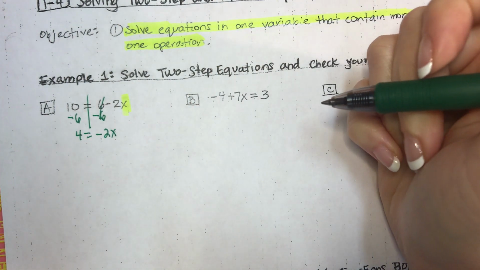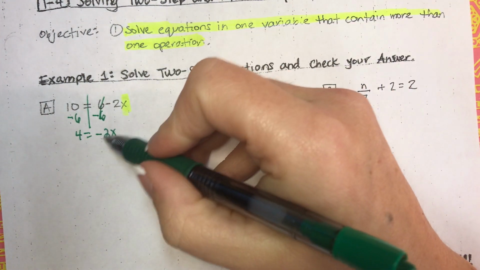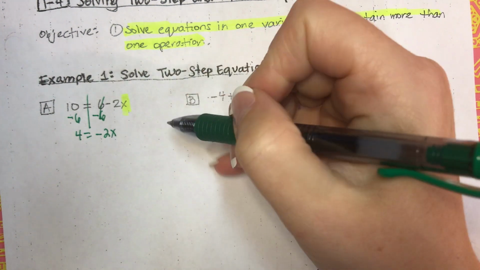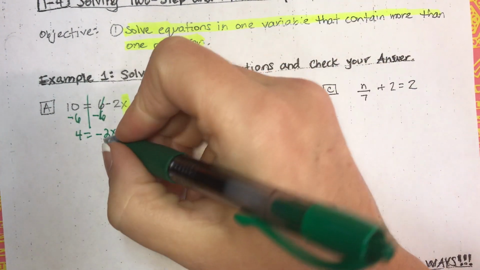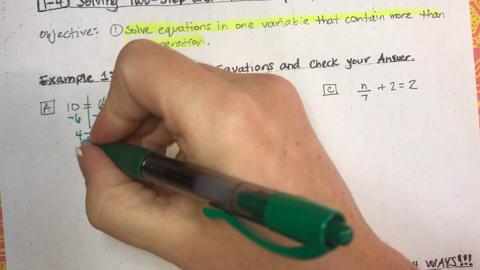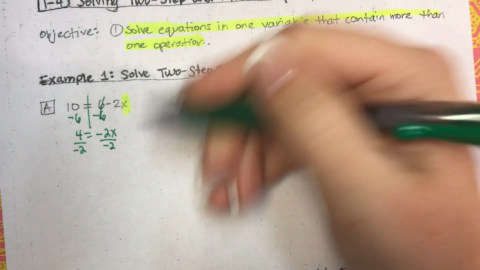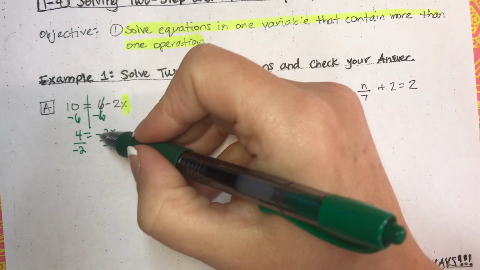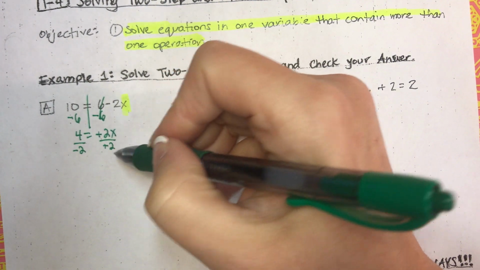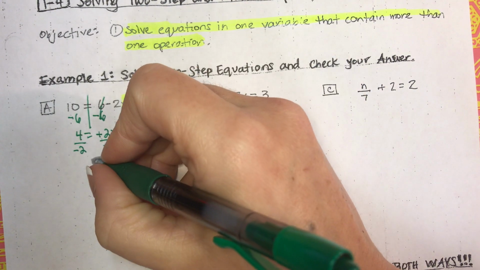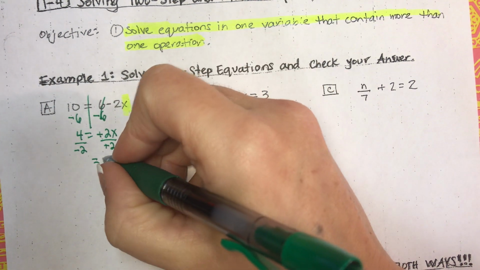And we want to get x by itself. So this is negative 2 times x. That's what that means. So the inverse operation of multiplication would be division. So we're going to divide both sides by negative 2, right? This is a negative 2. Negative divided by a negative is a positive. 2 divided by 2 is 1. 1 times x is just x.